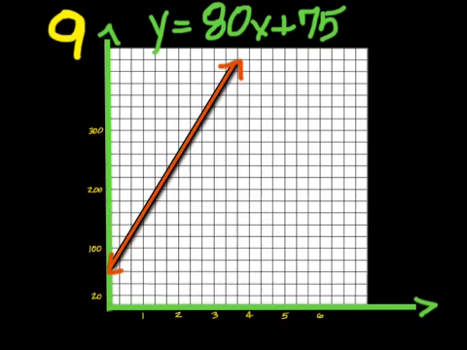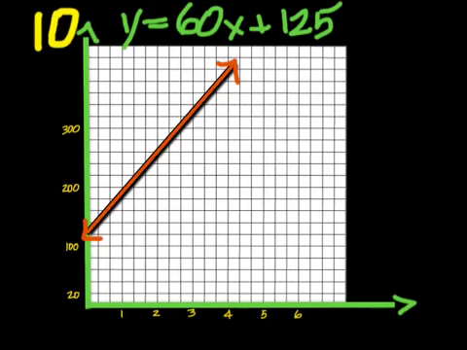On number 9, y equals 80x plus 75 is the equation. I went up by 20s on this one. So every 5th one is 100. And on number 10, y equals 60x plus 125 is the equation. I went up again by 20s. Every 5th one is 100.